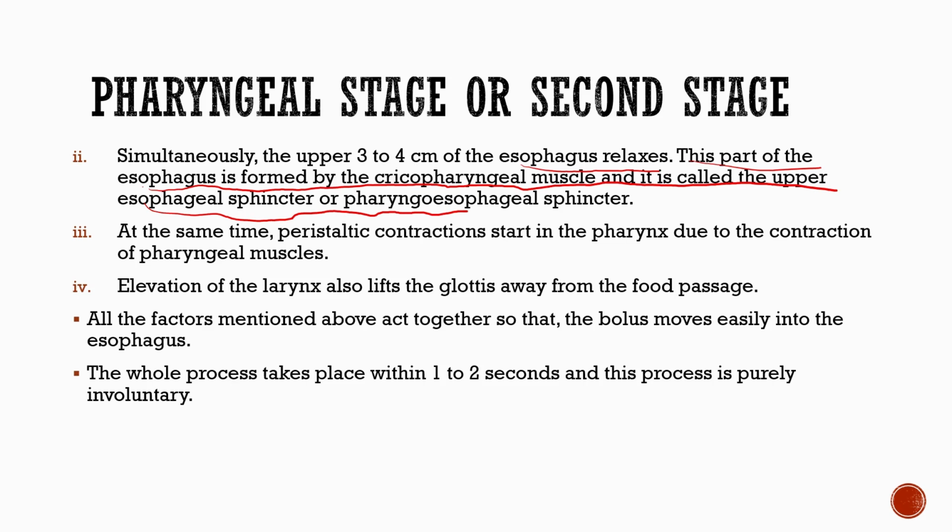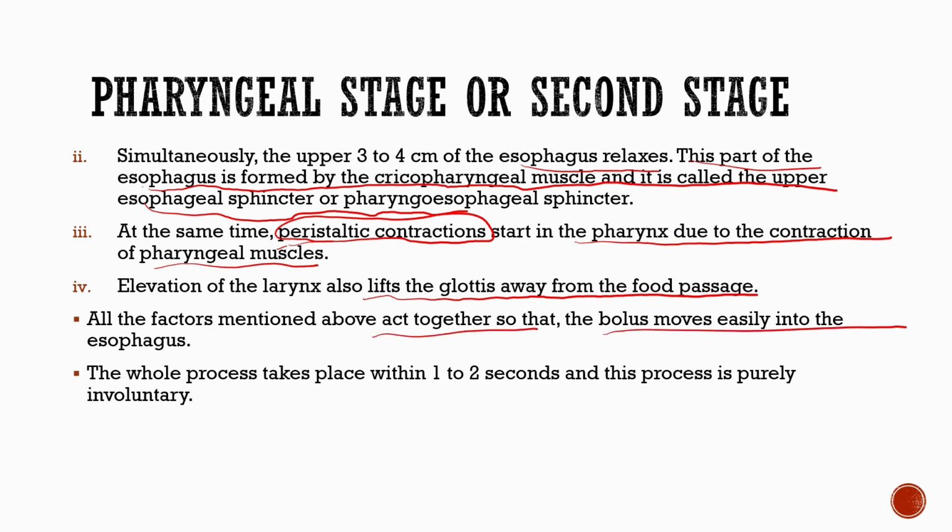At the same time, peristaltic contractions. This is very important to notice. The peristaltic contractions start in the pharynx due to contraction of pharyngeal muscles. Elevation of the larynx also lifts the glottis away from the food passage. All the factors mentioned above act together so that bolus moves easily into the esophagus. This whole process takes place within 1 to 2 seconds, and this process is purely involuntary.